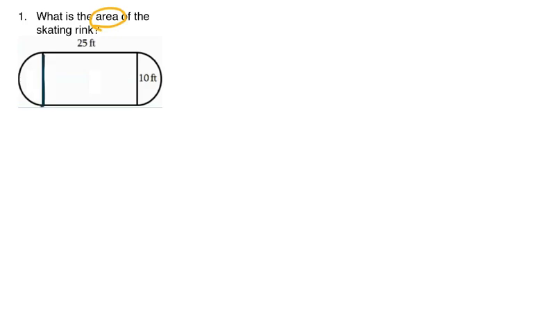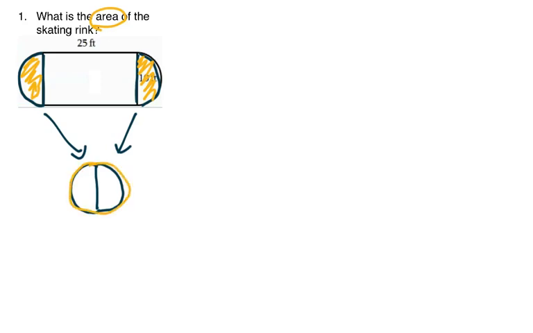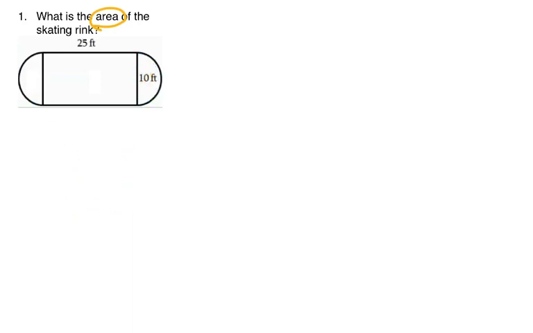I see right here I have a semicircle, and on this side I also have a semicircle. Now we could take those two shapes, and if we combine them, we see that we have a full circle. So instead of finding the area of a half circle twice, I can just find the area of one full circle and then add that. So I think that's what I'm going to do here. If you did half and half, that's fine. You'll still get the same answer, but it might be a little bit easier to do this way.